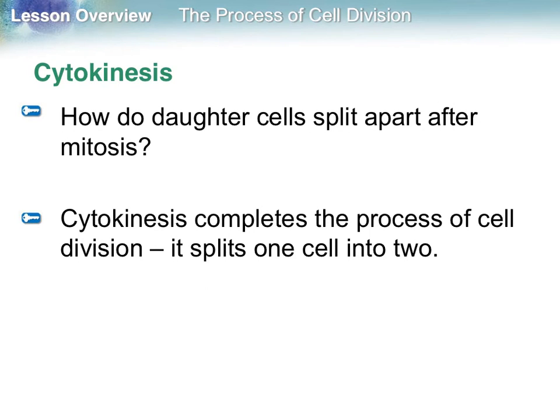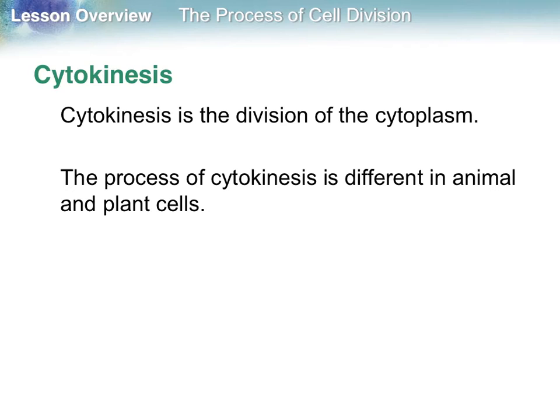After we have divided the nucleus, then we need to go through the process of cytokinesis, the dividing of everything else, the cytoplasm and all of the organelles, and that completes the process of cell division. This process is different in animal cells and plant cells because of the main difference in that we have a cell wall in plant cells that we have to deal with.